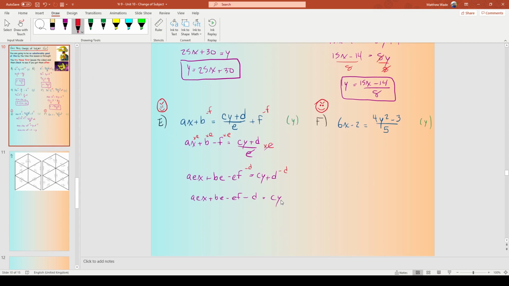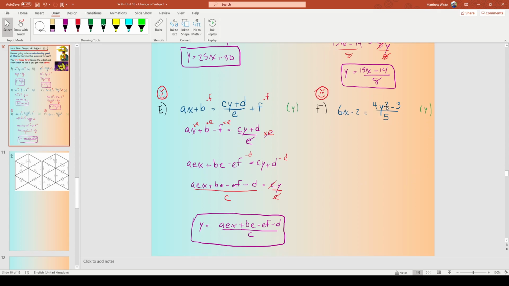Final step then. I want Y, but it's been times by C. Do I take C or do I divide C? If you said divide, you're right. Divide C, divide C. Y equals AEX plus BE, take EF, take D, all over C, and by God, if you can do that, you're certainly doing algebra, because that's not even got a single number in it, buddies. That's amazing. Oh, I hope it's good.